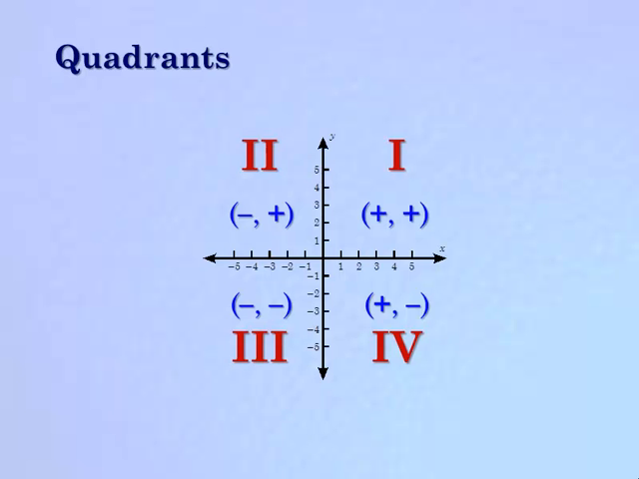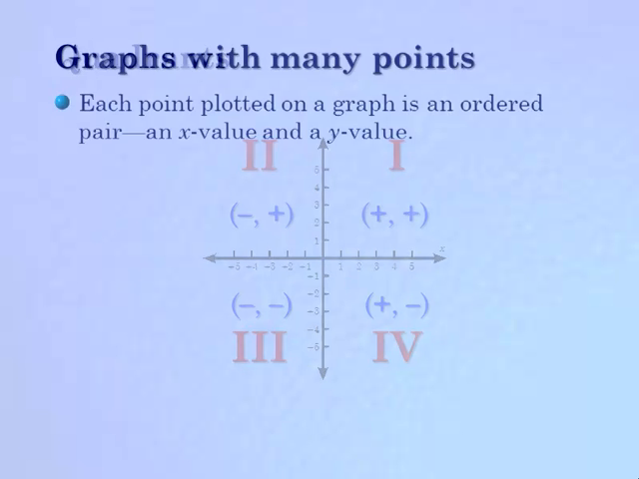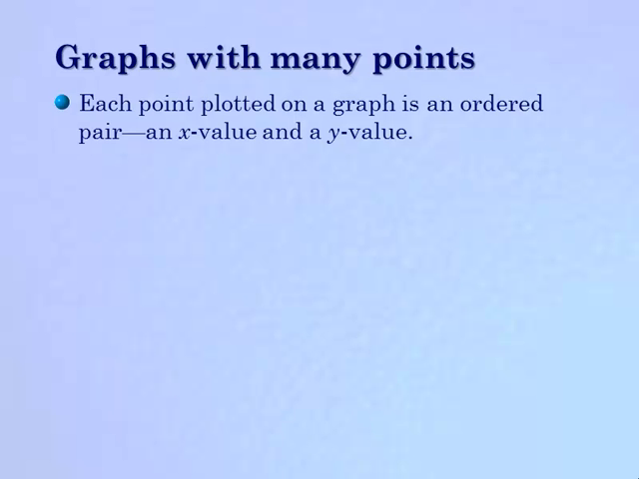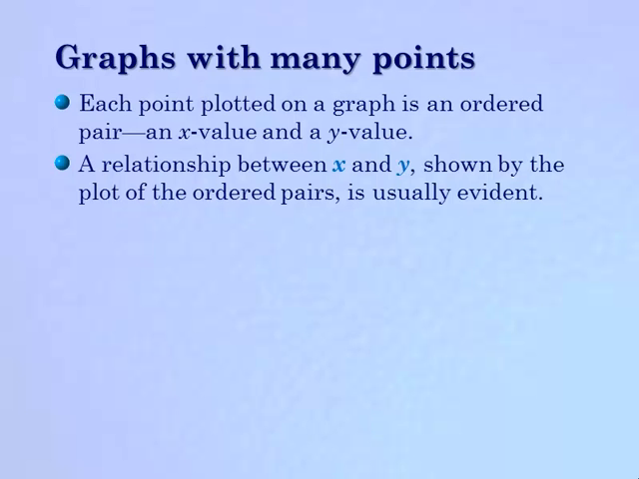Now you don't really have to memorize this, but it'll become very useful as you begin to make your own graphs to realize that there are certain quadrants in the Cartesian coordinate system that have different values. Now when you're graphing with many points, each point plotted on a graph is an ordered pair, an x value and a y value. So the relationship between x and y can become evident by the appearance of those dots.